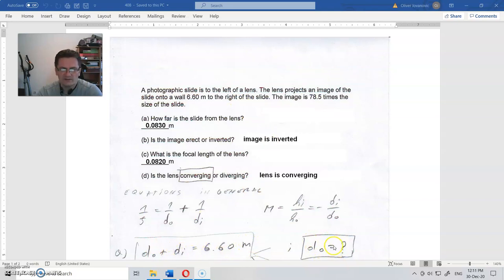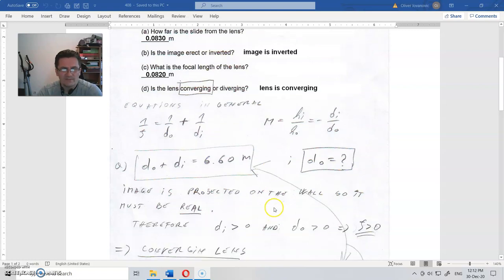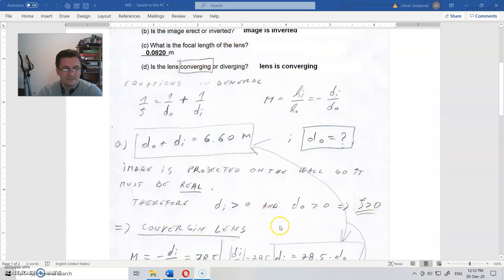And from here, you need to find DO. The image is projected on the wall, so it must be real. A virtual image you can see inside of the glass, lens or whatnot. A real image is projected. So because that is real, the distance to the image is larger than zero, and because of that, focal length is larger than zero, which means that you have a converging lens.